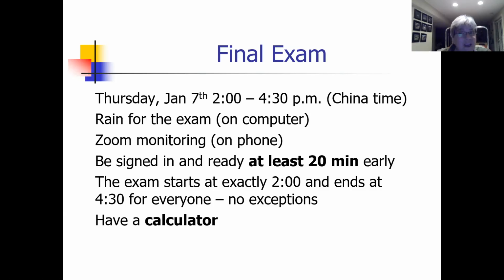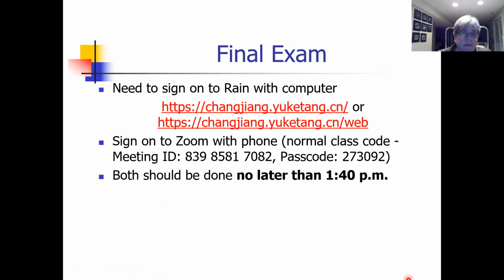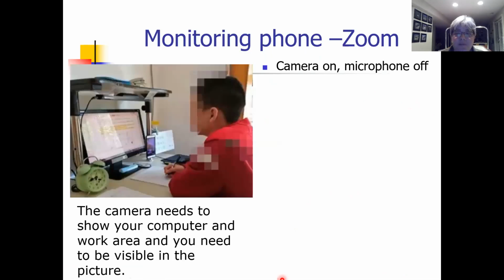Make sure that you have a calculator. Your phone and your computer are going to be busy with test things, so you need to have a calculator handy. All right, again, the websites for RAIN are here, and the Zoom code will be the same as for class, but I will send that to the WeChat. And again, you need to be signed in by 1:40 at the latest. All right, now we had lots of problems yesterday, so I'm going to go through this one more time.